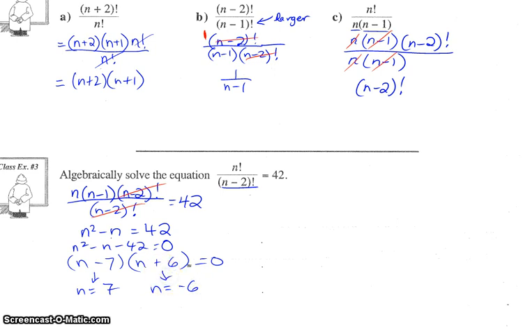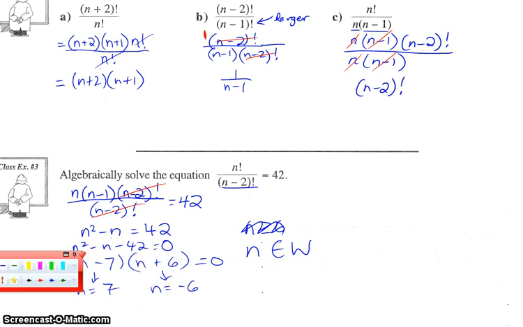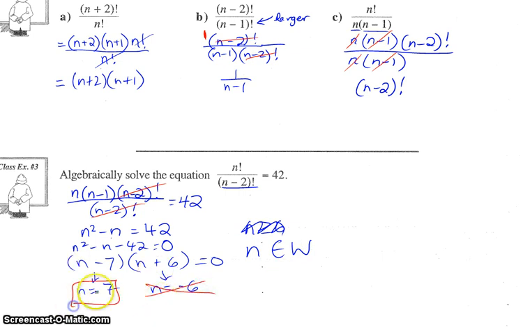And there we go. Oh, wait. Now, logically speaking, if we're dealing with factorial notation, we can't go any lower than 0 for our n value, right? So because n has to be greater than or equal to 0, or, let's write it this way, n is an element of the whole numbers, that would eliminate our answer of n equals negative 6, making n equals 7 our only solution. Good. Let's look at the next page.